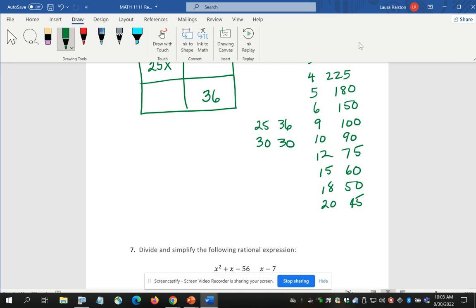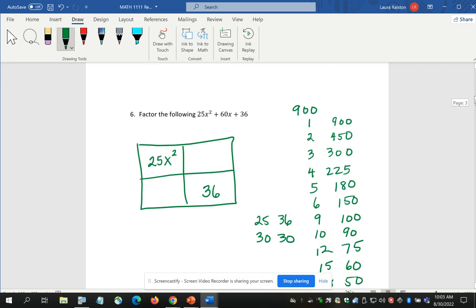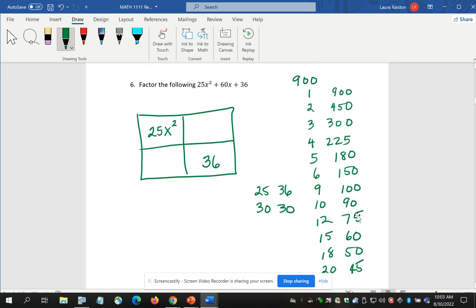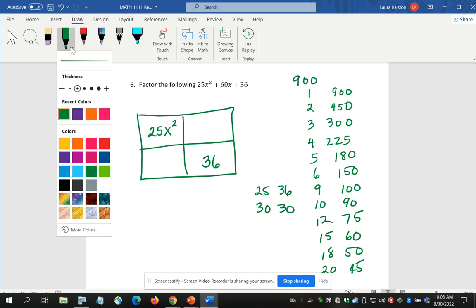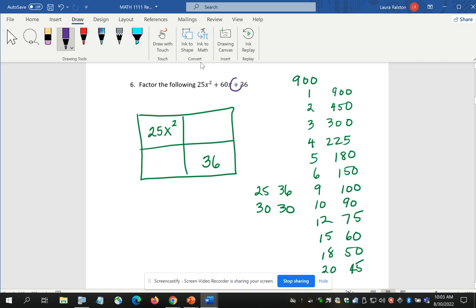Okay, so I think I'm good. I think I start repeating at that point. Okay, so if we list out again, and that's a lot for 900, but we list out all of the pairs of numbers that will multiply to 900. And then I need to find the pair that will add to 60. Well, that's 30 and 30.